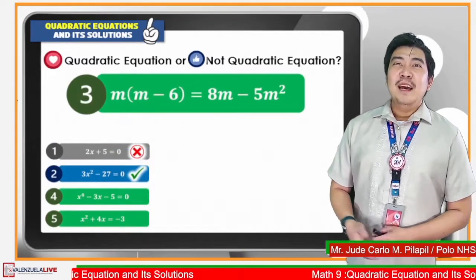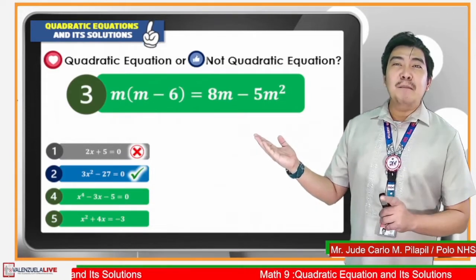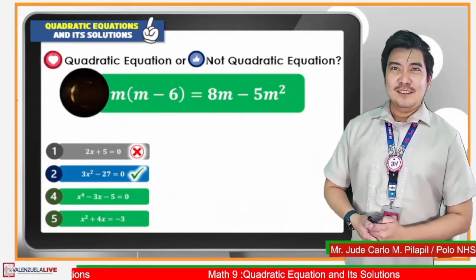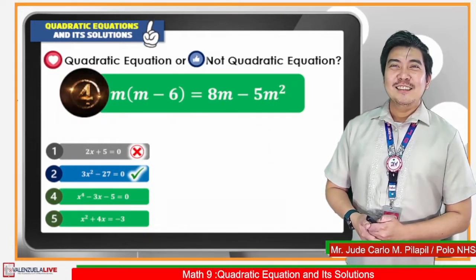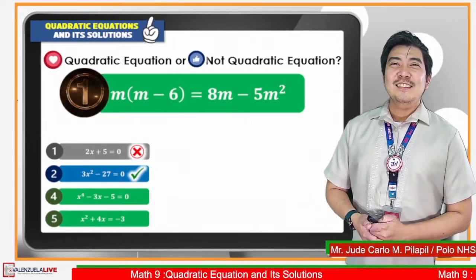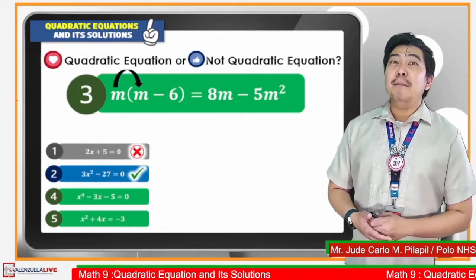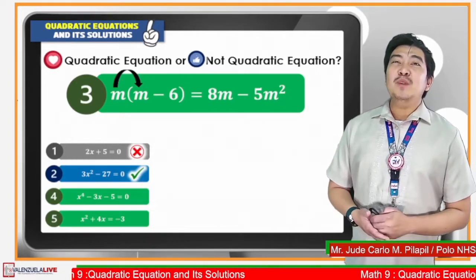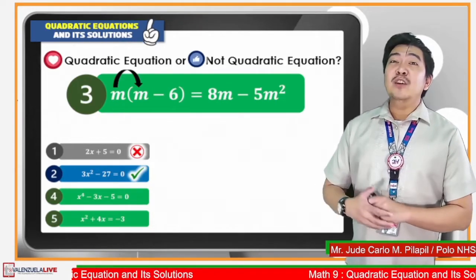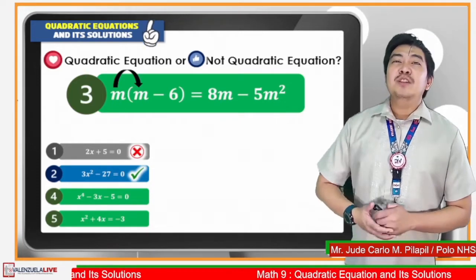Next item. Is m multiplied by the binomial m minus 6 is equal to 8m minus 5m squared a quadratic equation? If you can see, we can multiply the factor m to the binomial m minus 6. It is important that we simplify equations first before deciding whether it is a quadratic equation or not. So applying distributive property, we need to distribute m to the terms inside the parentheses.